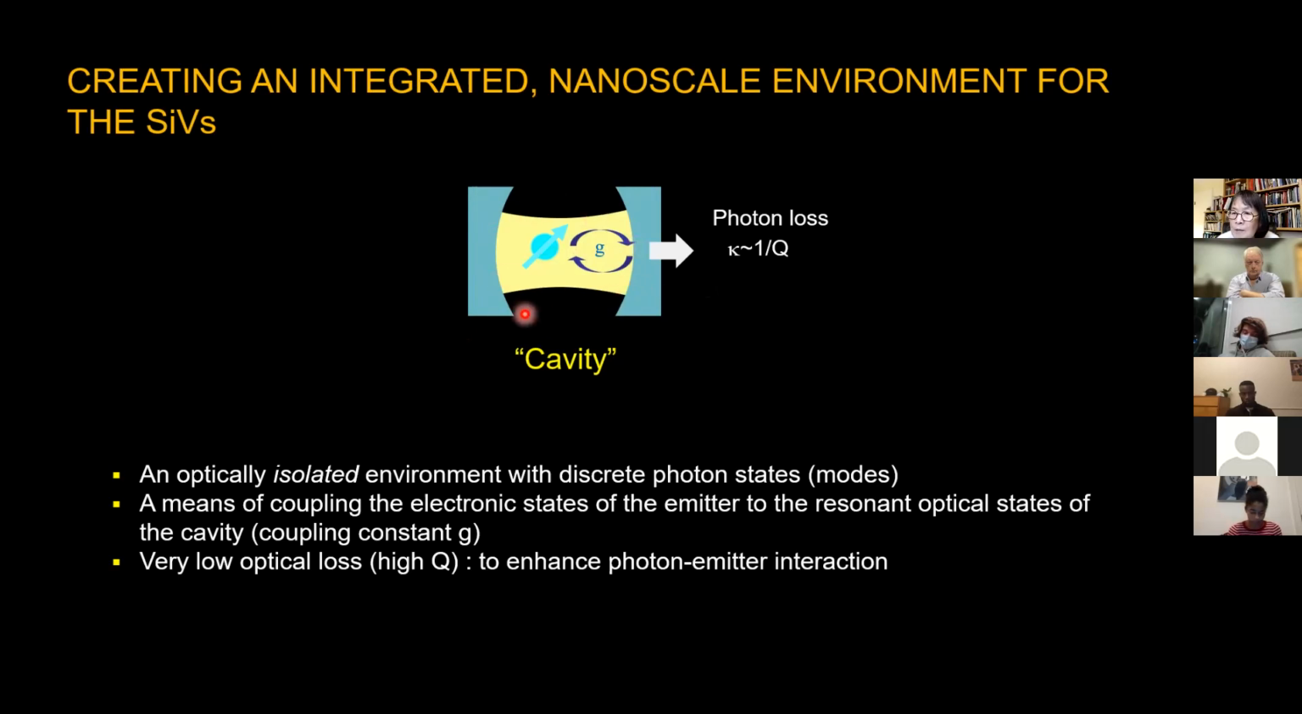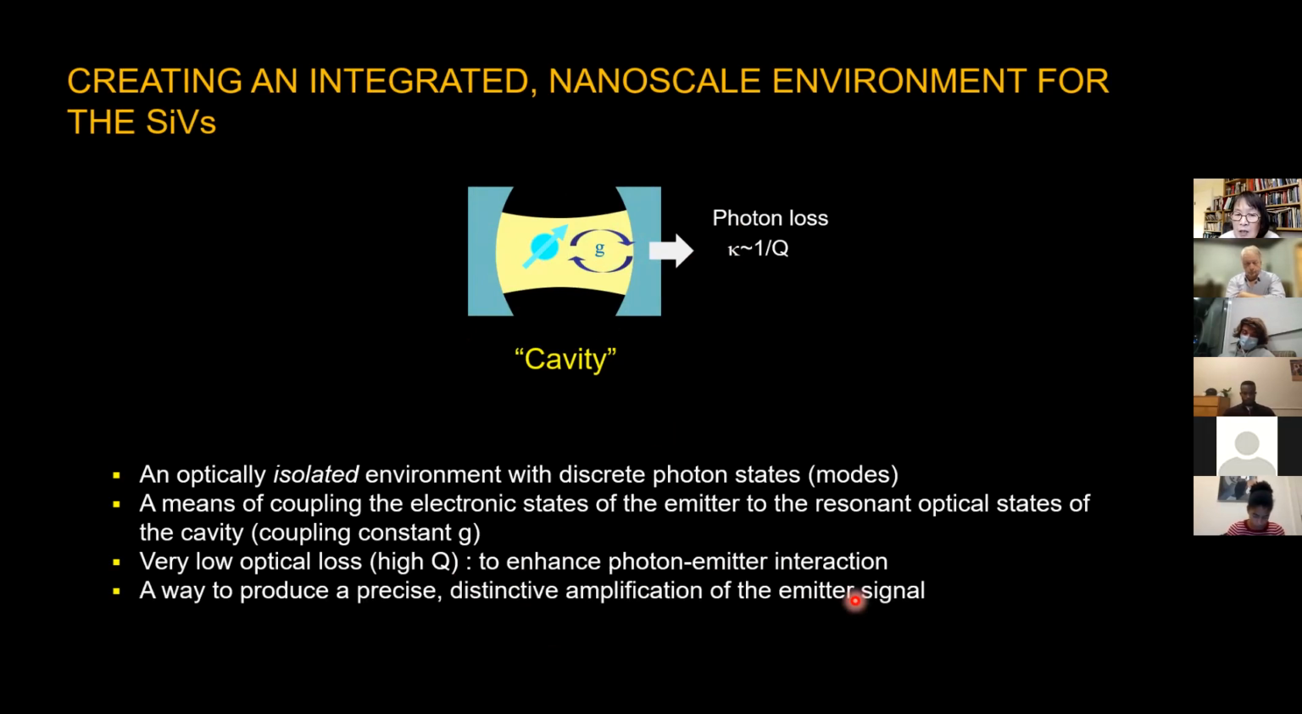And basically what that means is we have to ensure that the electronic states of our defect get enough of a chance to go over and over to interact with the photon states of the cavity. So we need to ensure that we don't lose photons, to enhance the possibility of interaction between photons and the defect. And it's a way that we design to produce a precise and distinctive amplification of the emitter signal.